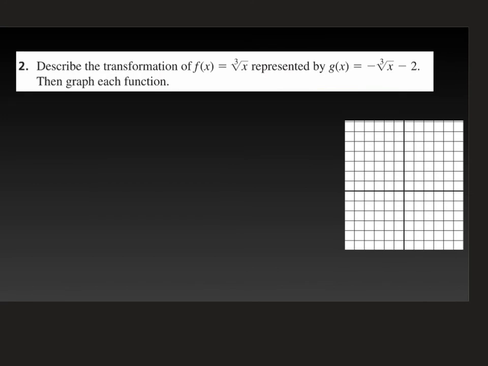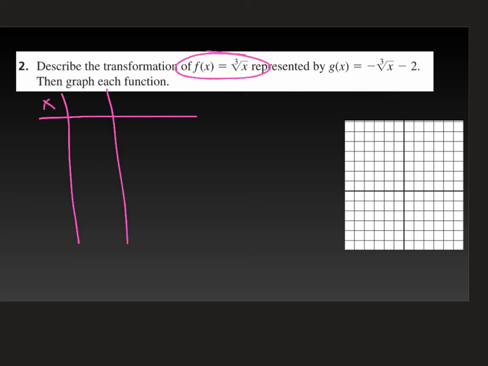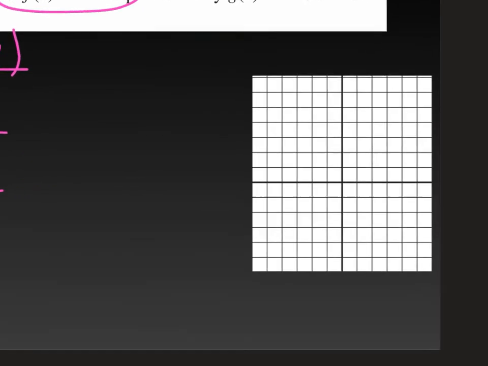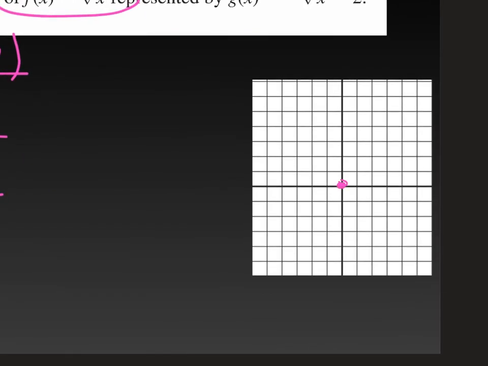So here, we haven't done the parent function of the cubed root yet. So let's plug in some points to find what our parent function is here, and then we can shift it the way our g of x tells us. So what should we plug in for the cubed root of x? Let's plug in 0. So we have the cubed root of 0. What's the cube root of 0? 0. So our first point is 0, 0.